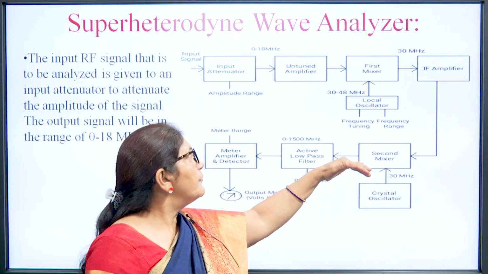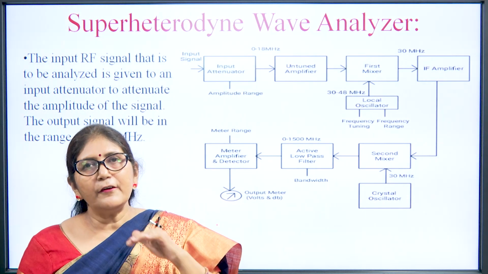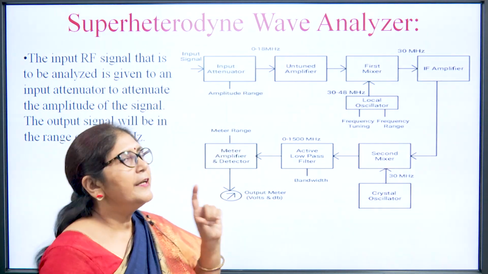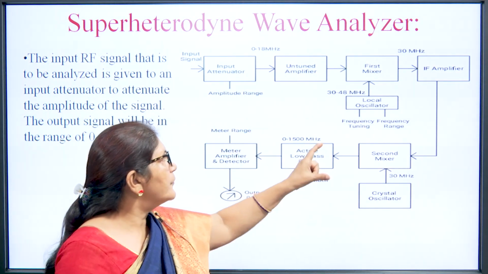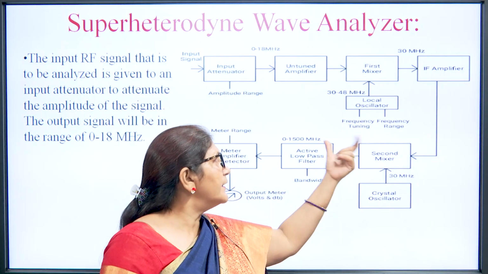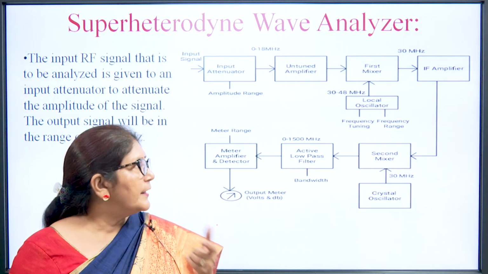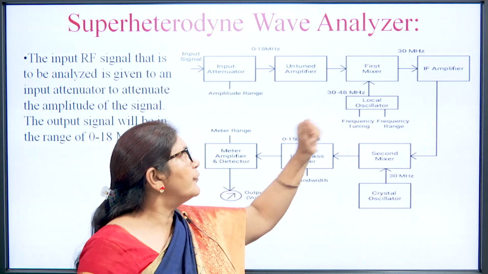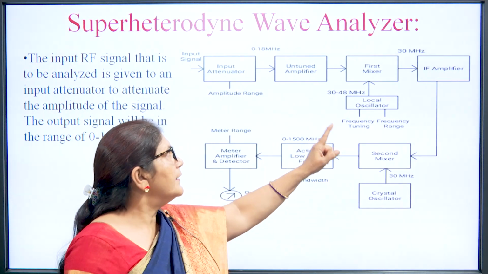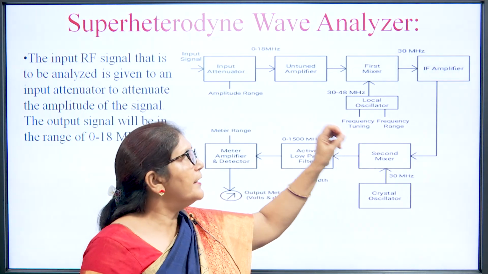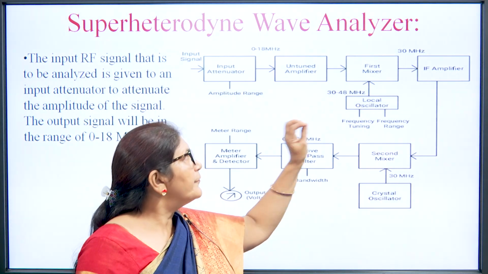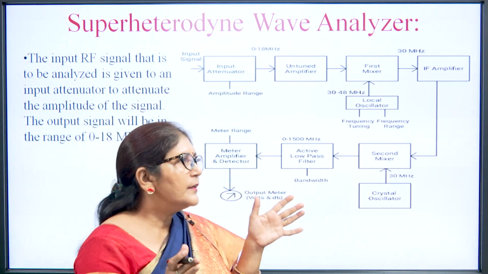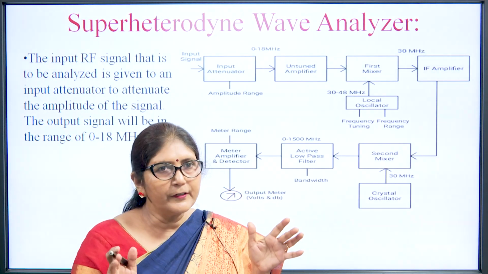Then suppose we want to see the amplitude of the signal whose frequency is 18 megahertz. So, that is passed. There is a local oscillator, with which we select the frequency. Suppose we have selected the 18 megahertz frequency, then it will produce 30 to 48 megahertz frequency, and the mixer will produce the sum and difference of the signal. Then the difference signal is passed by the IF amplifier, because its range is 30 megahertz, it will pass only the signal of 30 megahertz.